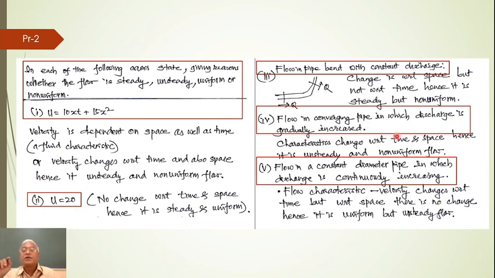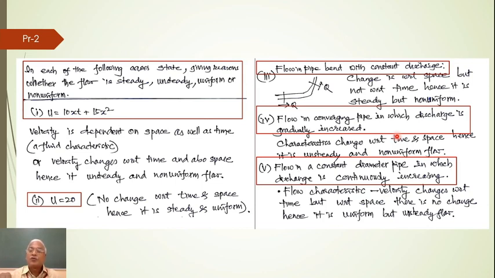Flow in a converging pipe in which discharge is gradually increased. So it is time dependent and also space dependent. The characteristics change with respect to time and space, hence it is unsteady and non-uniform. Gradually there is a change, as time passes it is unsteady. Space wise also there is a variation, that's why it is non-uniform flow.